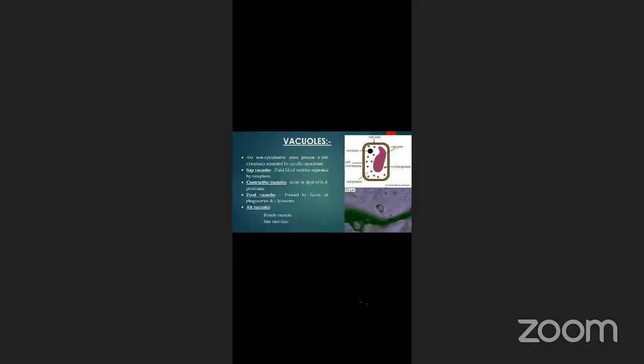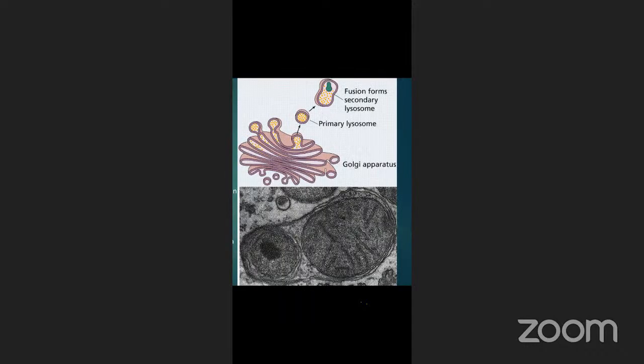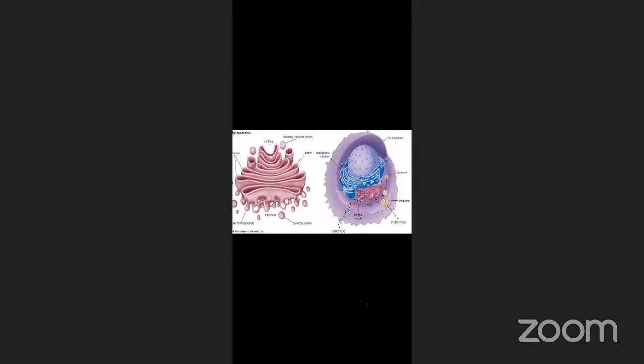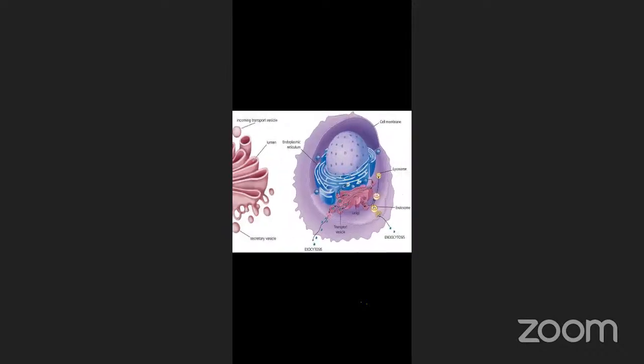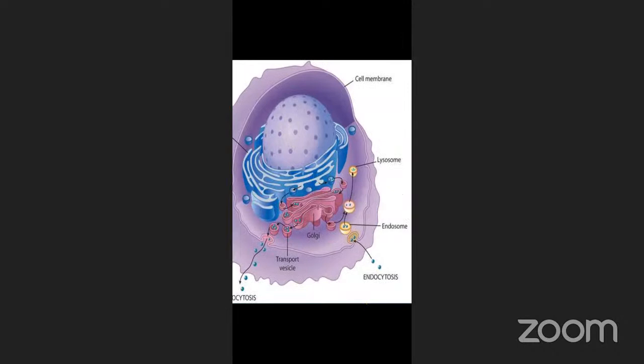So here, primary lysosomes, as I told you, are formed mainly from the Golgi complex. Here you can see in this image, through exocytosis, whatever material enters forms a vesicle called an endosome, which fuses with the Golgi. When the fusion takes place, that will form the lysosome. This is the primary lysosome.